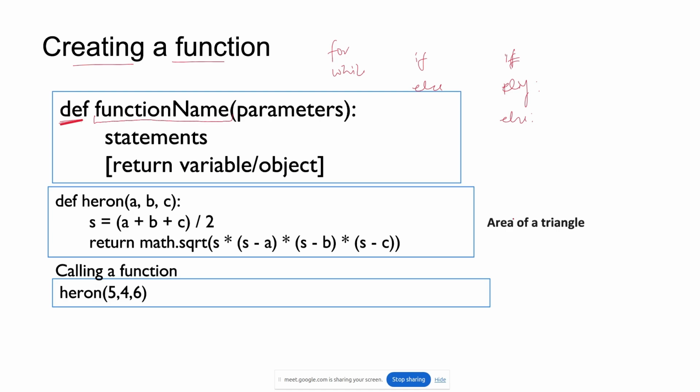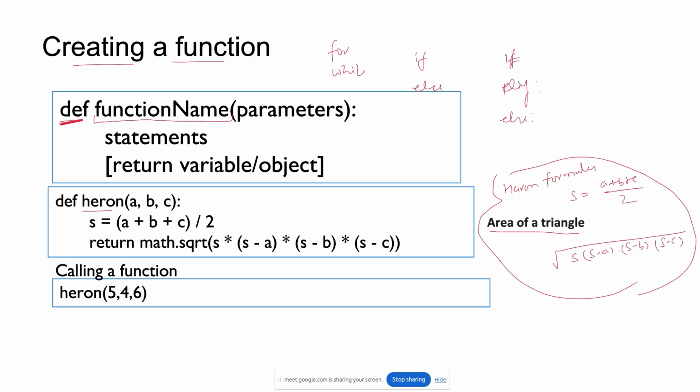For example, I want to calculate the area of a triangle using Heron's formula. If you studied it in school, we find s as a plus b plus c divided by 2, and then we find the square root of s times s minus a, times s minus b, times s minus c. We used this formula in high school. So we want to create a function of this. def is a keyword by which our interpreter will understand this is a function. Heron is the name of the function.